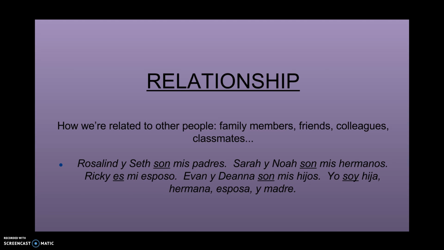So if we're looking at my family, we have Rosalind y Seth son mis padres. Rosalind and Seth are my parents. Sarah y Noah son mis hermanos. Sarah and Noah are my siblings, or sister and brother. Ricky es mi esposo. Ricky is my husband. Evan y Diana son mis hijos. Evan and Diana are my children. Yo soy hija, hermana, esposa y madre. I am a daughter, a sister, a wife, and a mother.